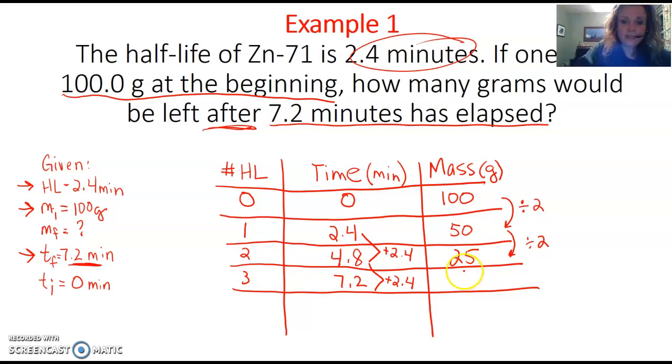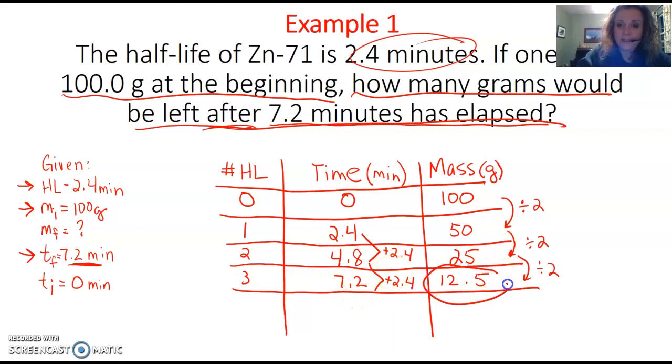So whatever the mass is in the right-hand column, that's how many grams would be left after 7.2 minutes has elapsed. Well, again, I'm going to divide my mass by 2, and 25 divided by 2 is 12.5. And I'm done. At 7.2 minutes, I have 12.5 grams of a sample left. So I'm going to circle that final number and put my units there. And now I am done.